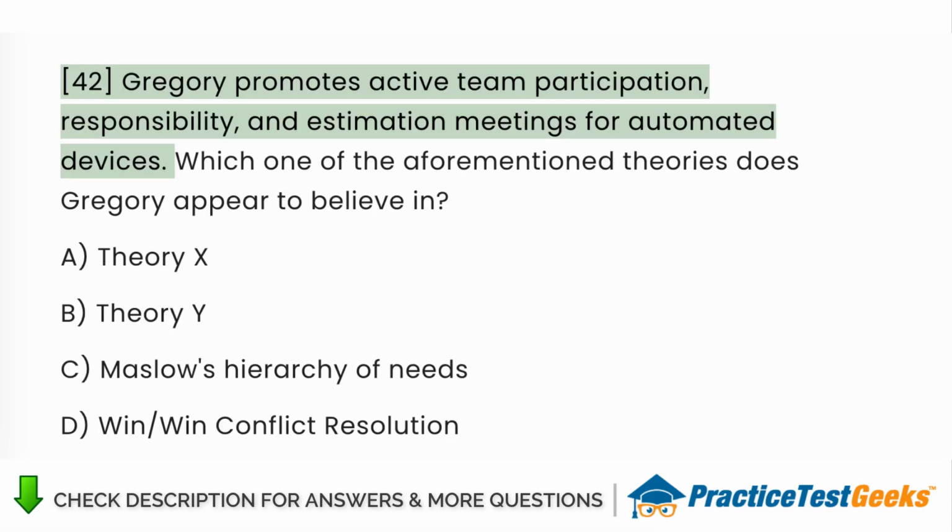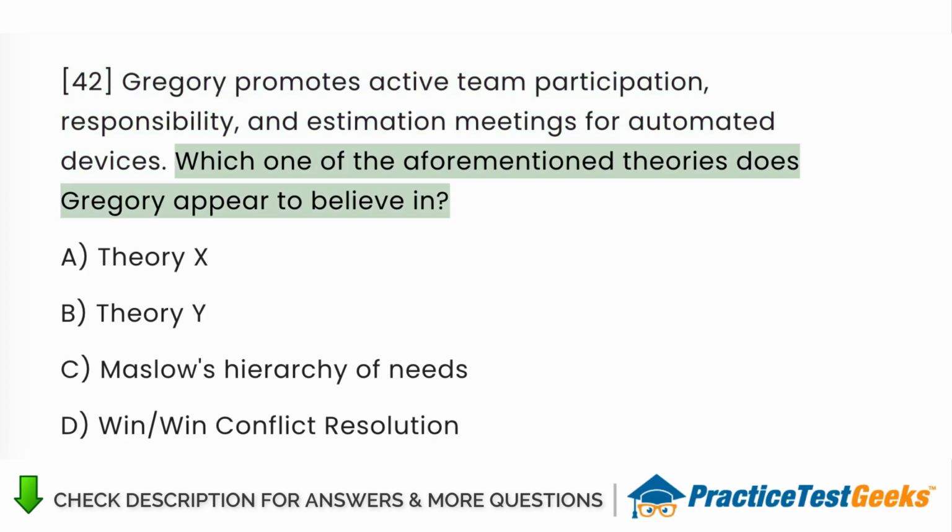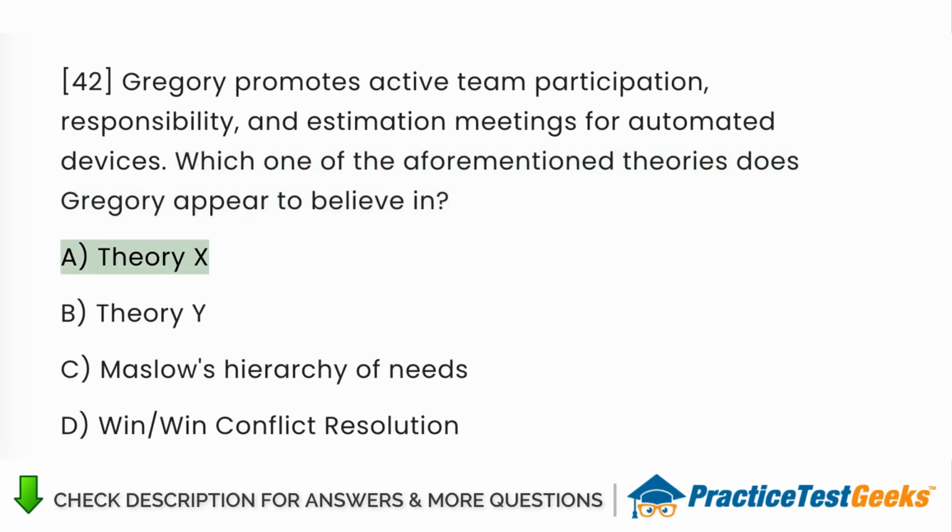Gregory promotes active team participation, responsibility, and estimation meetings for automated devices. Which one of the aforementioned theories does Gregory appear to believe in? A. Theory X. B. Theory Y. C. Maslow's hierarchy of needs. D. Win-win conflict resolution.